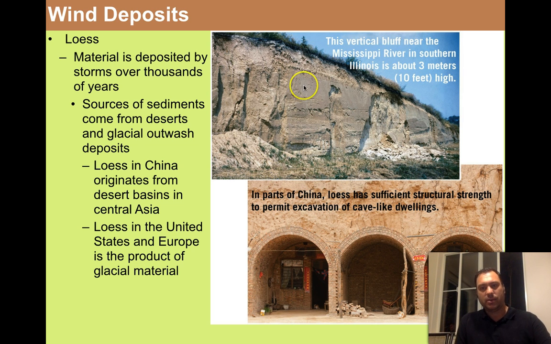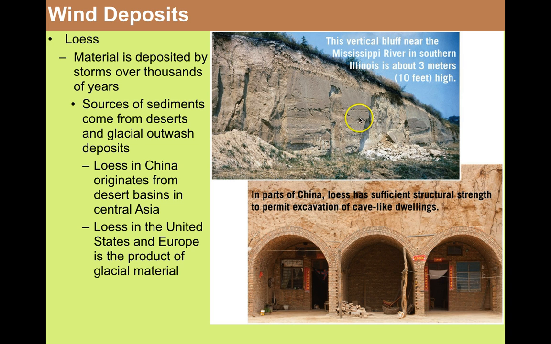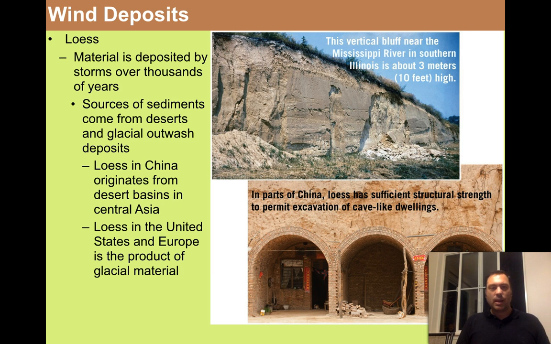Fascinating stuff. Here we see a vertical bluff of loess that is, in this case, near the Mississippi River in southern Illinois. It's about 10 feet thick. Here we see an image of people actually building dwellings right into the loess deposit because it's actually pretty coherent and strong. They've even put some nice designs here to make it look like it's brickwork, right? Really cool.